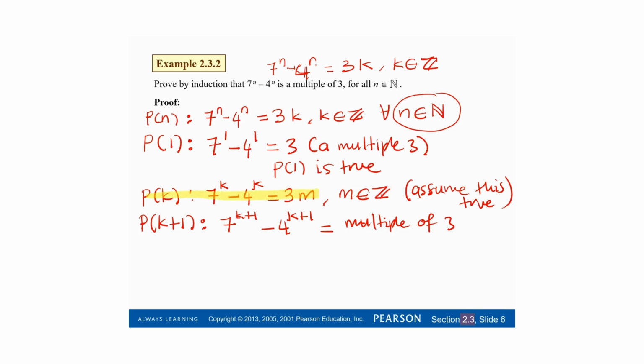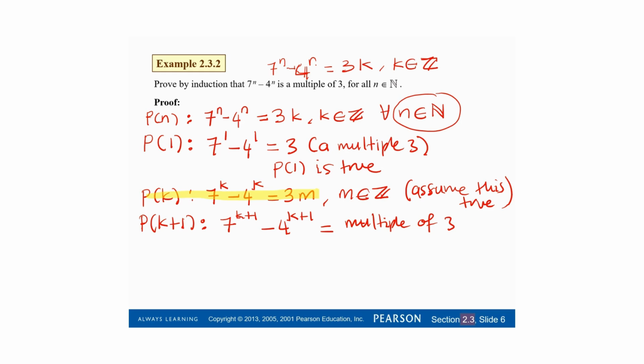Whenever you have 7 to the power of k minus 4 to the power of k, you can replace that one by 3m. Or you can manipulate from that Pk to replace the statement that we are going to check for Pk plus 1. Okay, so now we can see that the left-hand side of Pk plus 1, we want to check whether the left-hand side can possibly become a multiple of 3.